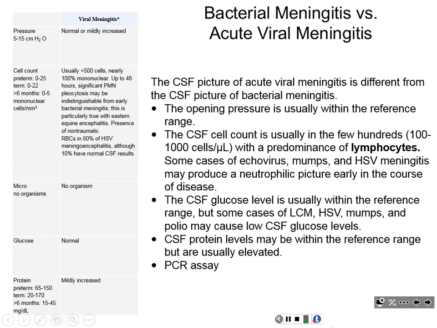Some cases of HSV meningitis or less common etiologies might be neutrophilic early in the course, but mostly we're talking lymphocytes. Glucose is usually normal, and protein levels are usually normal or just a tiny bit elevated instead of really elevated, like what we see in bacterial meningitis. And then our PCR assay is usually positive for a viral etiology here.